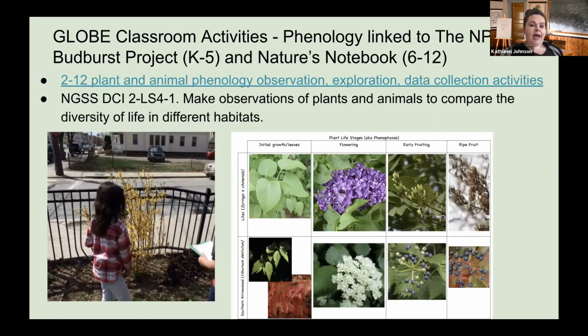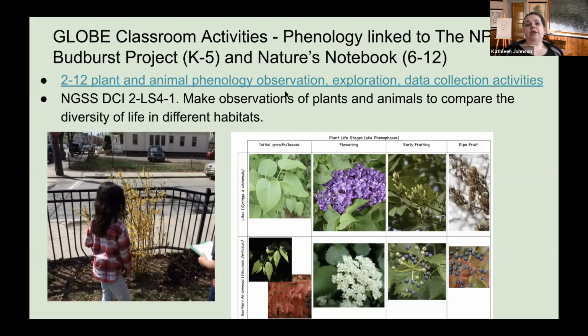Shifting to GLOBE activities and some resources we've developed to support GLOBE activities, some supplementary resources. When we're looking at the phenology protocols, we have resources that are also linked to the National Phenological Network, who had partnered with GLOBE to create their phenology protocols. They have the Budburst Project and Nature's Notebook Project, and we built some resources based around that. One of the resources is a plant life stages key.